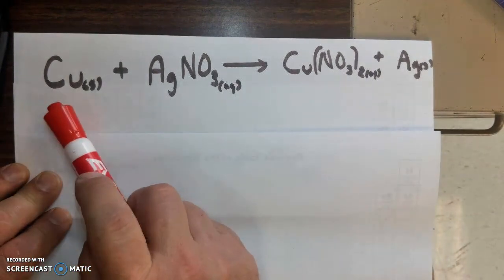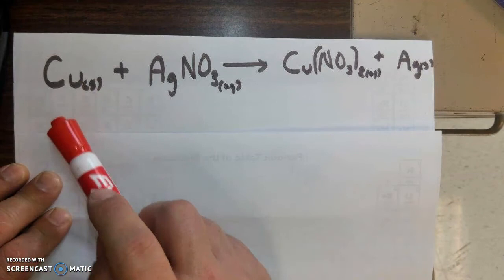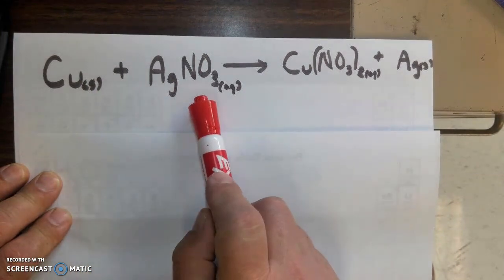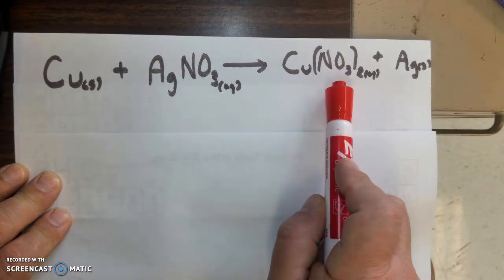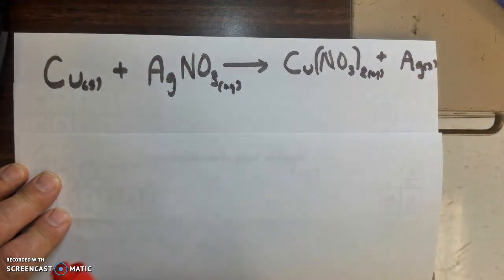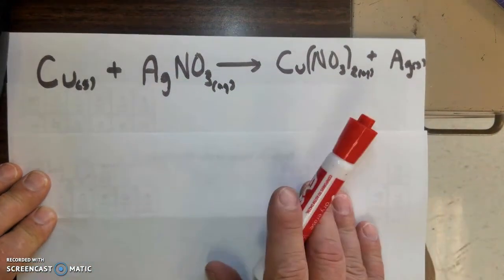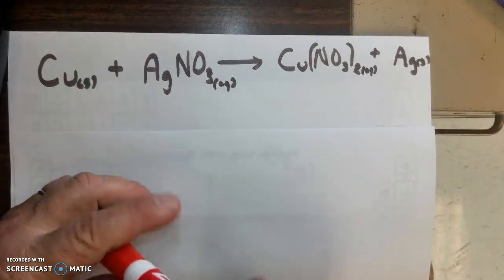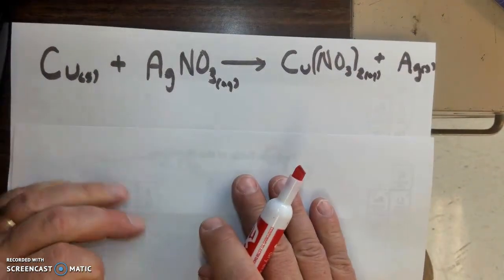We got copper, which is a solid here. Copper plus silver nitrate becomes copper nitrate and silver. Silver is a solid here. So this is a single displacement. Remember those? Single displacement. Okay, let's start by counting stuff up here.